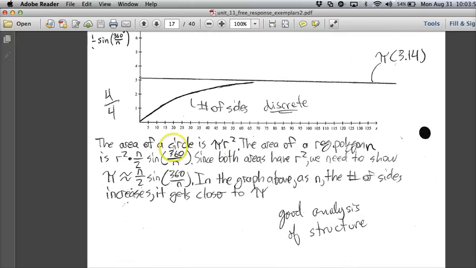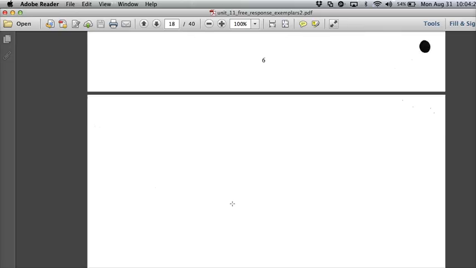So basically here the student starts off with the area of the circle being pi r squared, and then commenting on the area of the regular polygon. Since both areas have r squared, which is an important piece, we need to show that pi is approximately equal to n over 2 sine 360 over n. And then understanding the limit concept, that as n increases, it gets closer to pi. So pretty simple, but just understanding the structure and also the limit concept in this problem.